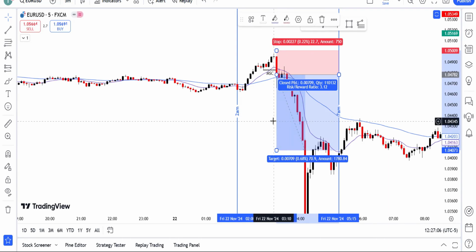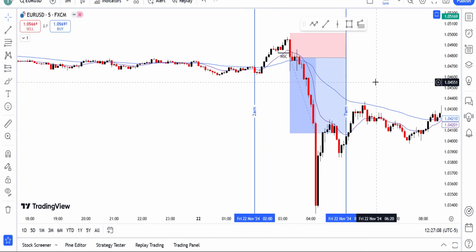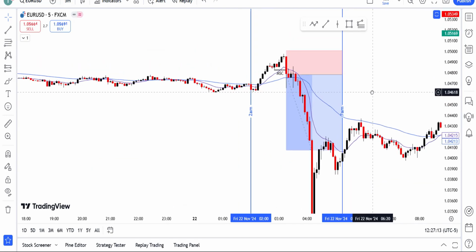Now here's where patience is critical. Notice how the price initially moves in our favor but doesn't hit the reward target immediately. It takes over an hour for the price to finally reach the target, but by sticking to our plan, we avoid the temptation to exit early and let the trade play out as expected.